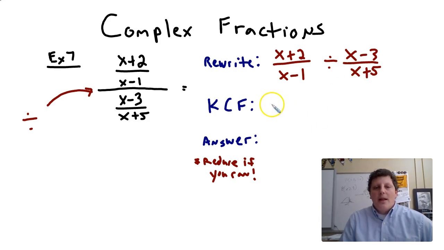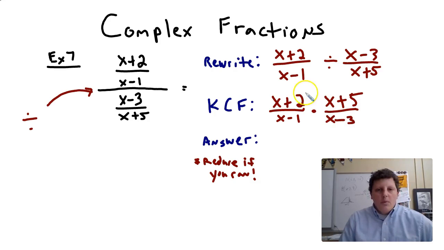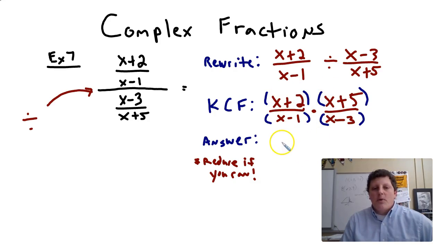This is also called multiplying by the reciprocal, so that we can actually multiply. We cannot divide fractions. Instead, we multiply by the reciprocal. So that's going to be x plus 5 over x minus 3. Well, now that we've got this, when we multiply them together, notice that nothing is the same. There's absolutely nothing that we can cancel out. It's all going to stay as part of our answer.